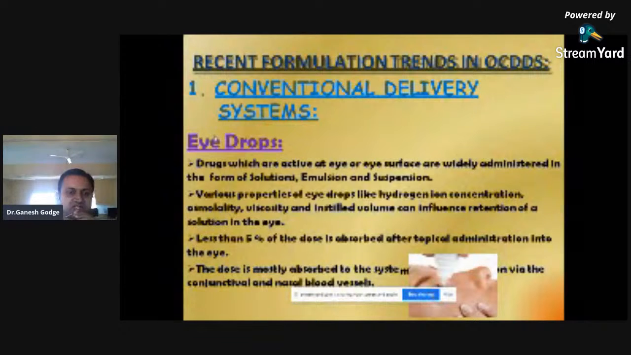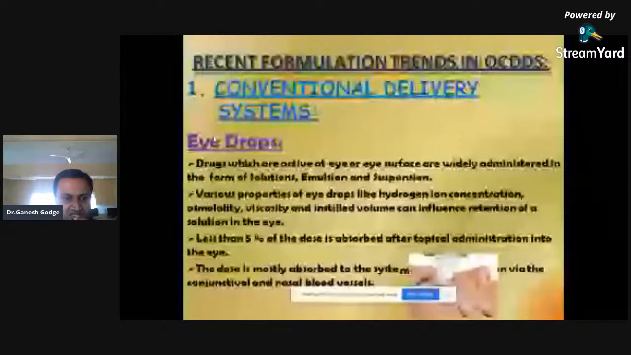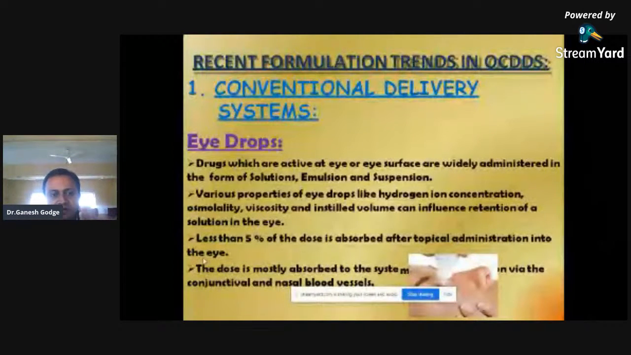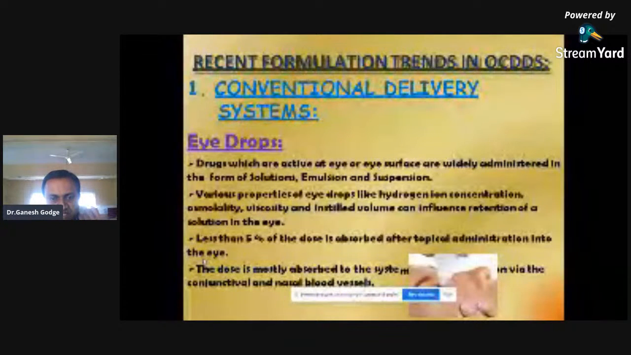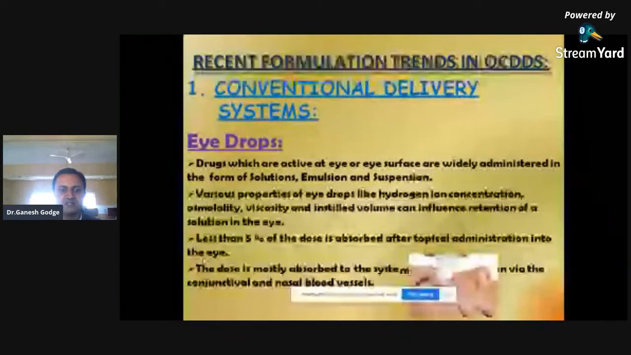Why? Because here is the answer: less than 5% of the dose is absorbed after topical administration into the eye, where the remaining 90% of the formulation goes as spillage over the surface of your cheeks, and the remaining amount enters the nasolacrimal drainage, due to which very little amount is available for systemic circulation.